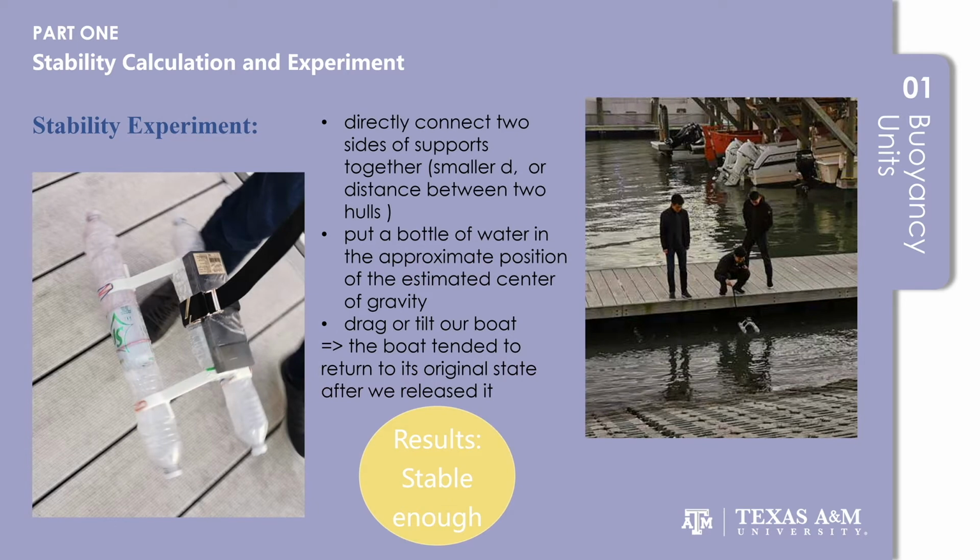In the experiment, we tested the boat with a smaller distance between the 2 hulls, which leads to a lower inertia of T and an estimated VCG. The boat was stable enough.